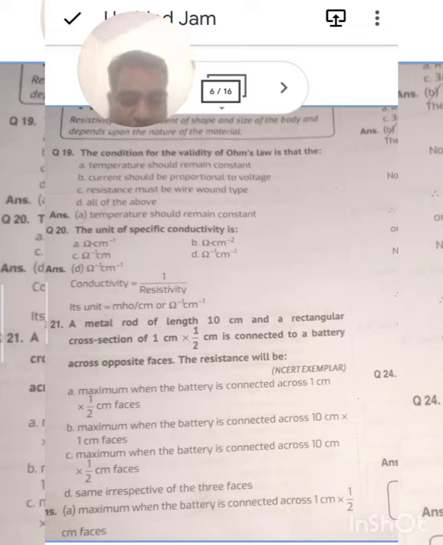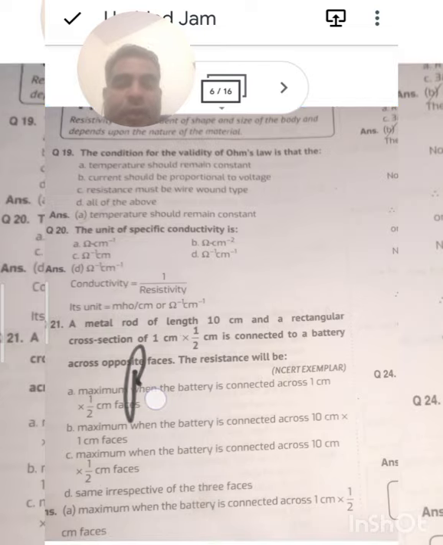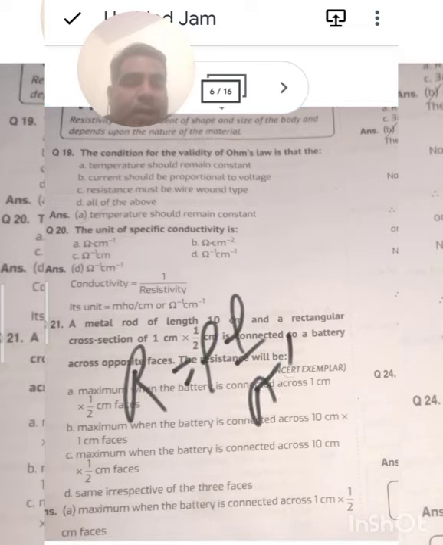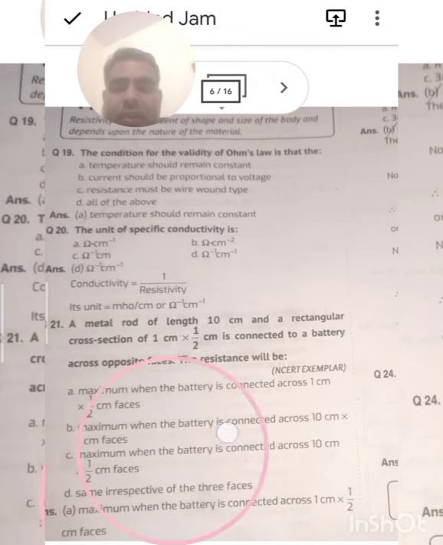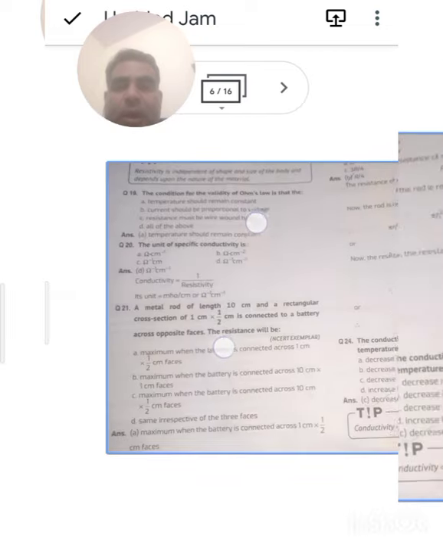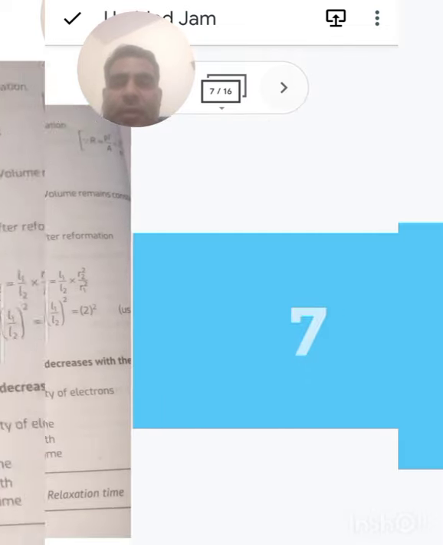a metal rod of length 10 centimeter and rectangular cross section of 1 centimeter by 2 centimeter is connected to a battery across the opposite faces. The resistance will be maximum when the battery is connected to the 1 centimeter by 2 centimeter face, because we know that R is equal to rho L upon A, and the resistance is maximum when L is large and A is least. So here you can say that the value of L is large in this one and the least in this one. Okay, now after this, let us move to the next question.